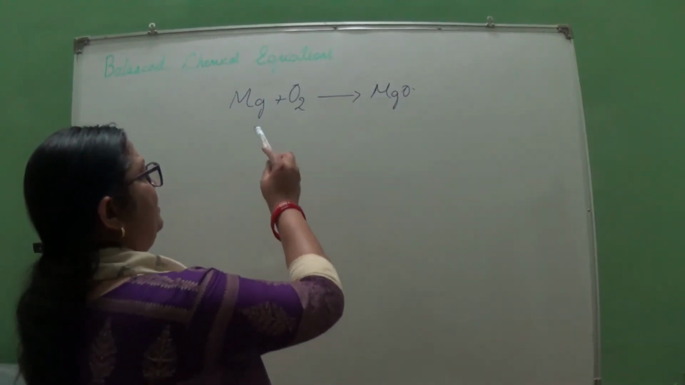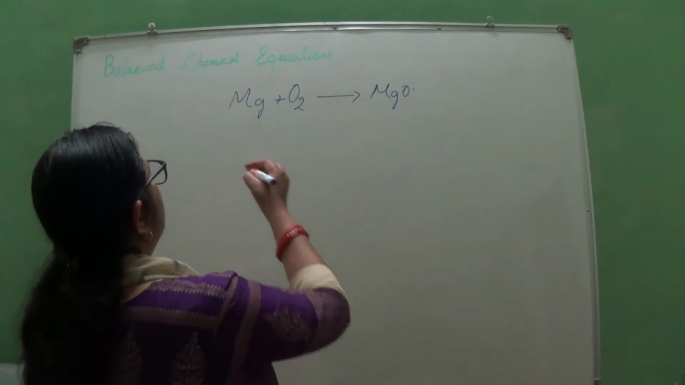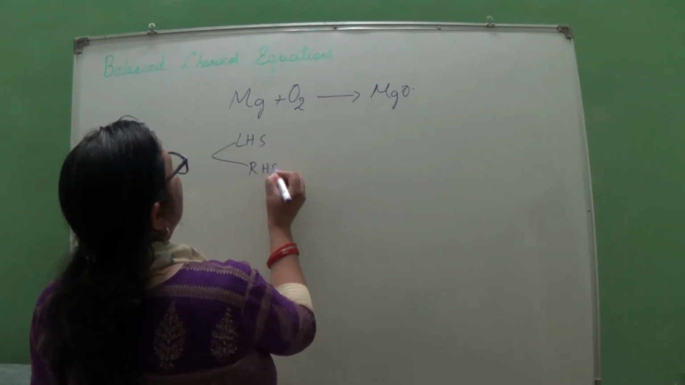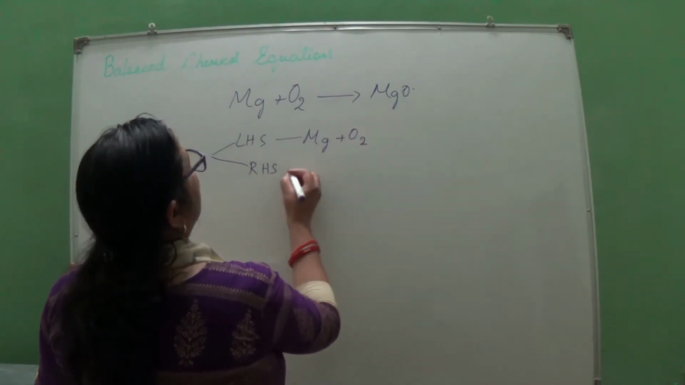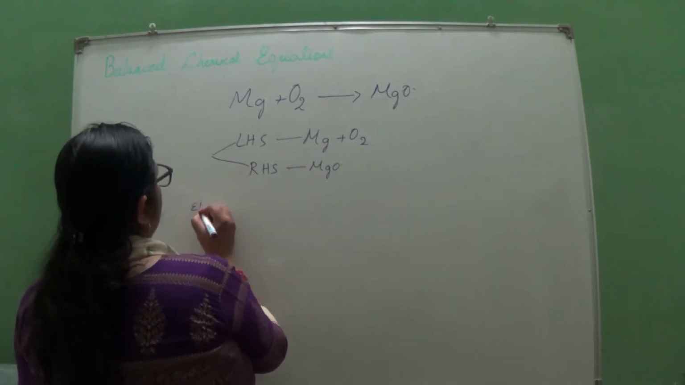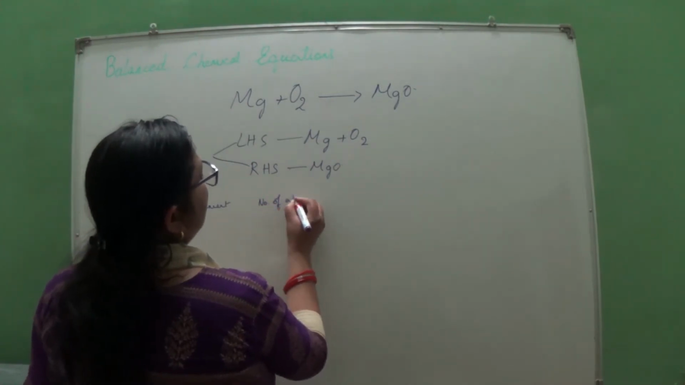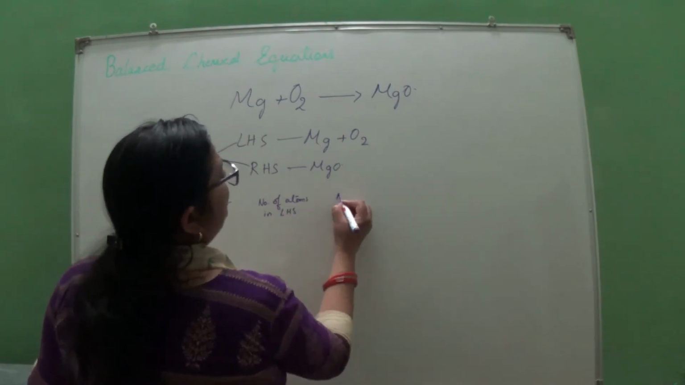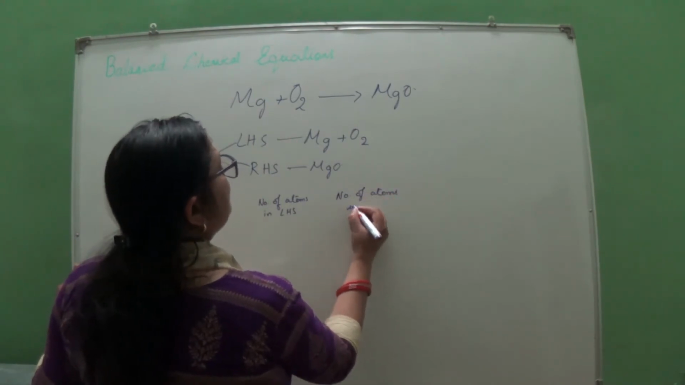Now take the example of magnesium reacting with oxygen to form magnesium oxide. So first step, divide the reaction into left hand side and right hand side. So on the LHS you are getting magnesium plus oxygen. On the RHS, you are getting magnesium oxide. Next step, make the table: element, number of atoms in LHS, number of atoms in RHS.